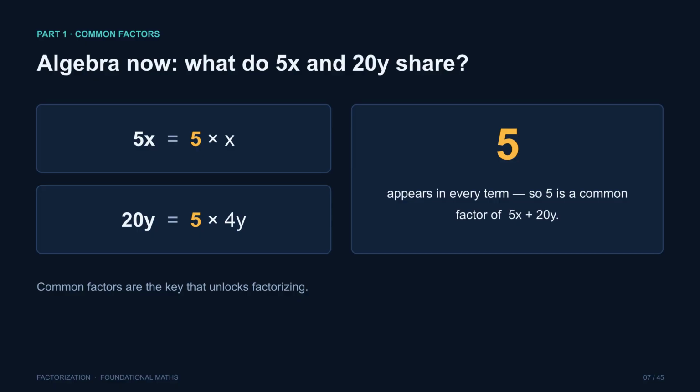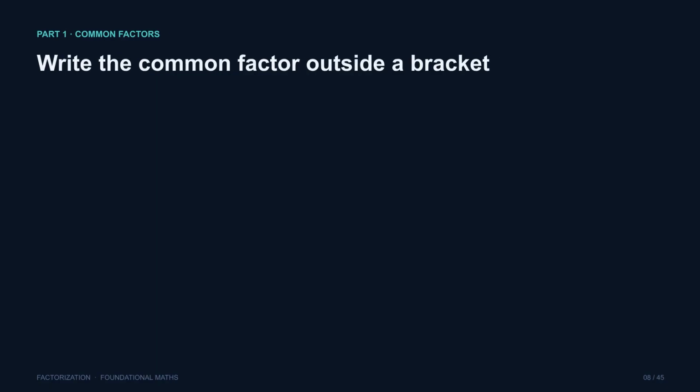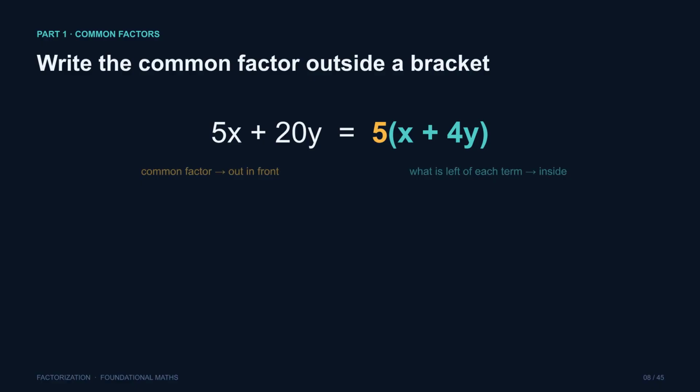Consider the expression 5x plus 20y. Both terms contain the number 5, which makes it a common factor. Spotting this shared term is always our first step. We can write that common factor outside a bracket. 5x plus 20y becomes 5, multiplied by the bracket containing x plus 4y.